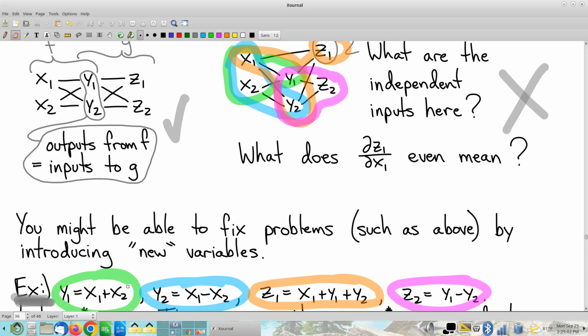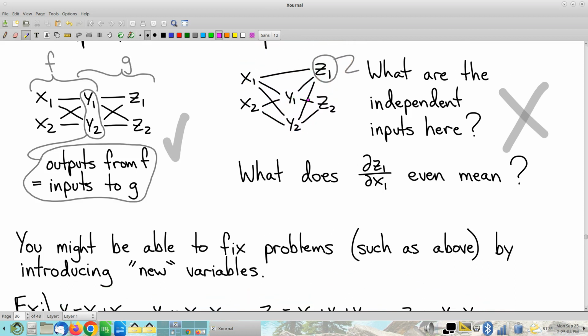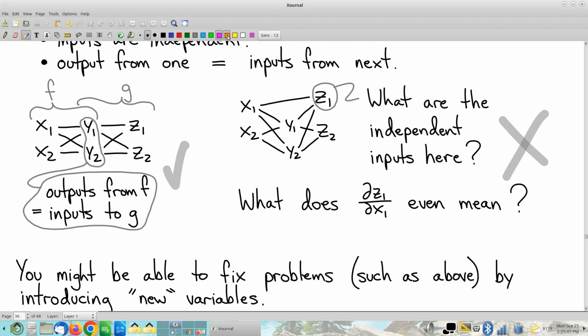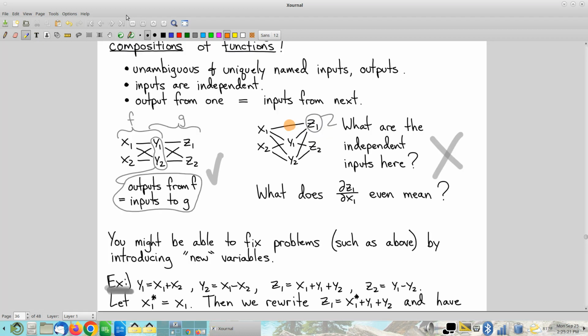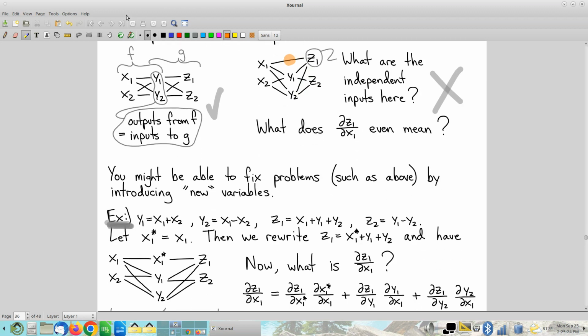The fix is to take this diagram and create a new variable right there where that orange dot is. I'm going to need to zoom out so we can get this all on the screen. Here we go. I'm going to put a new variable right there. I'm going to call it x1 star. The idea is that x1 star is a placeholder. Its value is whatever the value of x1 is. It's not actually an independent thing.